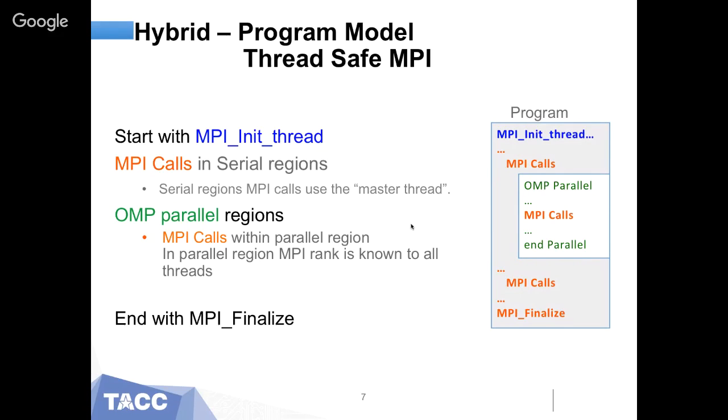So MPI initially, when it came out, was not thread safe. The point is eventually they made it thread safe so that you could have one or two MPI calls within this area here. But the big difference is that your initialization would be different.